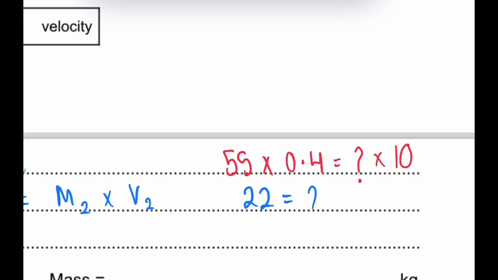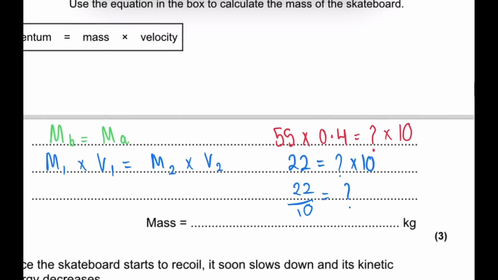22 equals something times by 10. 22 over 10 equals something. So, the mass is 2.2. And that is the final answer.